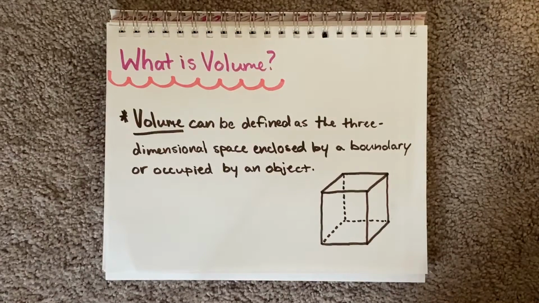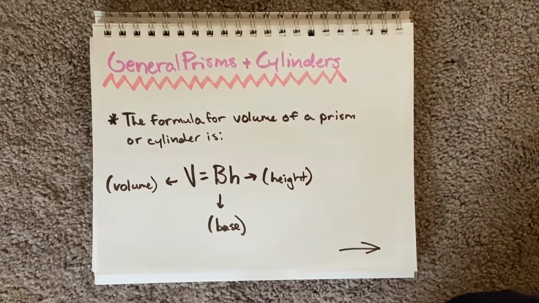What is volume? Volume can be defined as the three-dimensional space enclosed by a boundary or occupied by an object. General prisms and cylinders. The formula for the volume of a prism or cylinder is the volume equals base times height. And remember, base is going to equal length times width. So the volume would equal the base times height, which would be the length times the width times the height.